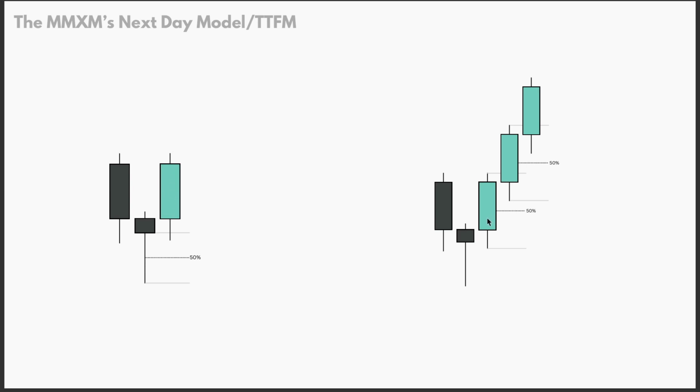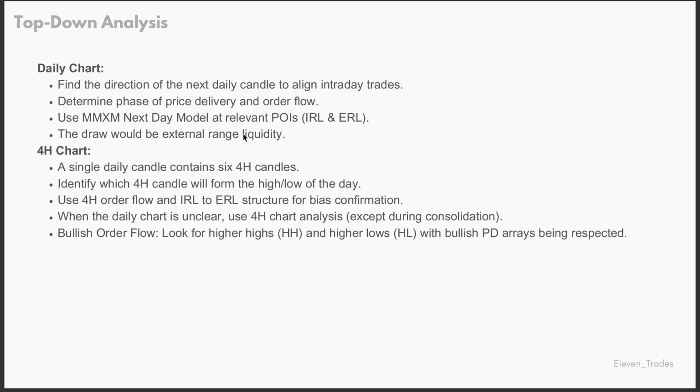The MMXM next day model also states that the next candles will also continue in that direction until some draw on liquidity is met. So the third candle expanded, the fourth candle closed over that, and the fourth candle and the fifth candle also expanded in their direction. Now the top-down analysis on the daily chart: find the direction of the next daily candle, determine the phase of price delivery, and use the MMXM next day model inside the internal or external range liquidity.